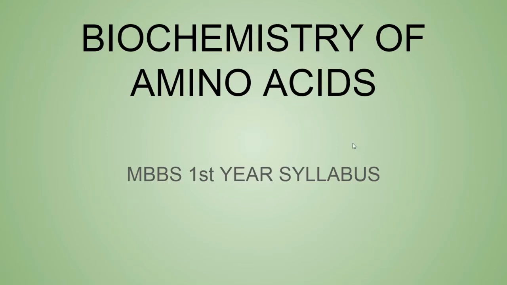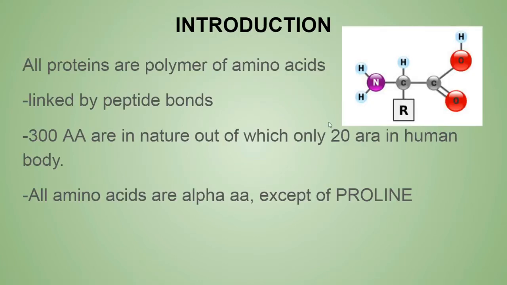Hello everyone, today we will discuss the biochemistry of the amino acids. First of all, we all know that all proteins are polymers of amino acids which are linked together by peptide bonds. In nature we have around 300 amino acids, out of which only 20 are present in the human body.